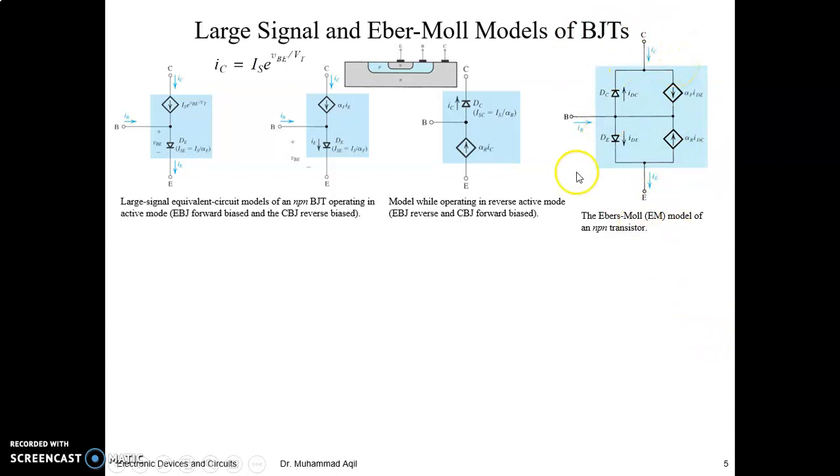Now it depends on your polarity. If you make this reverse biased and this forward biased, your transistor is actually configured in active mode, forward active mode. So this route will work and this will not, right? If you configure it into the reverse active region, then this route will work. You made the collector-base junction forward biased, which is not supported by the structure and doping.